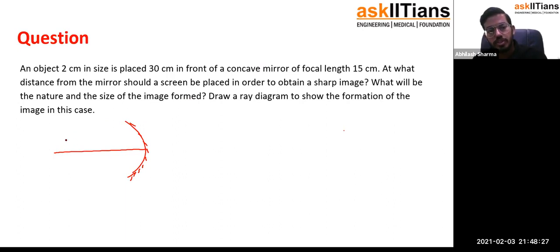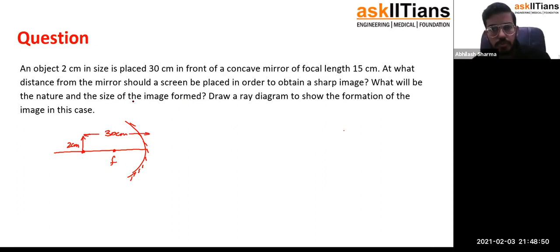The object is 2 centimeter in height. You can see the focal length is 15. An object is placed at 30 centimeter, which is at the center. Its height is 2 centimeter and it is placed at 30 centimeter distance.